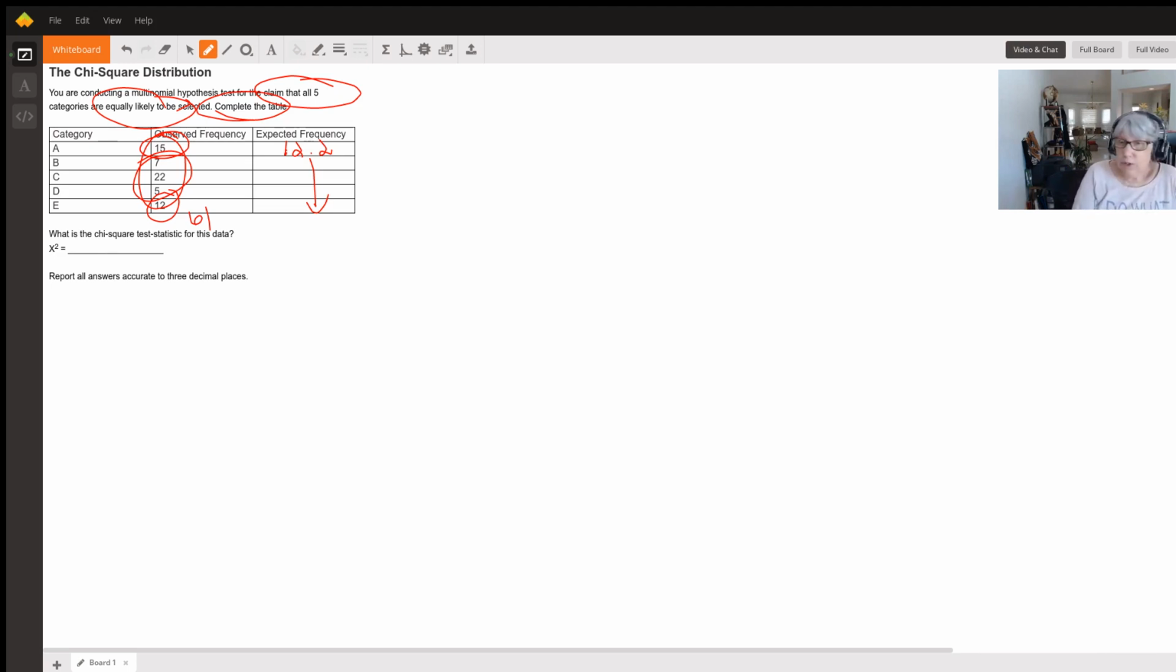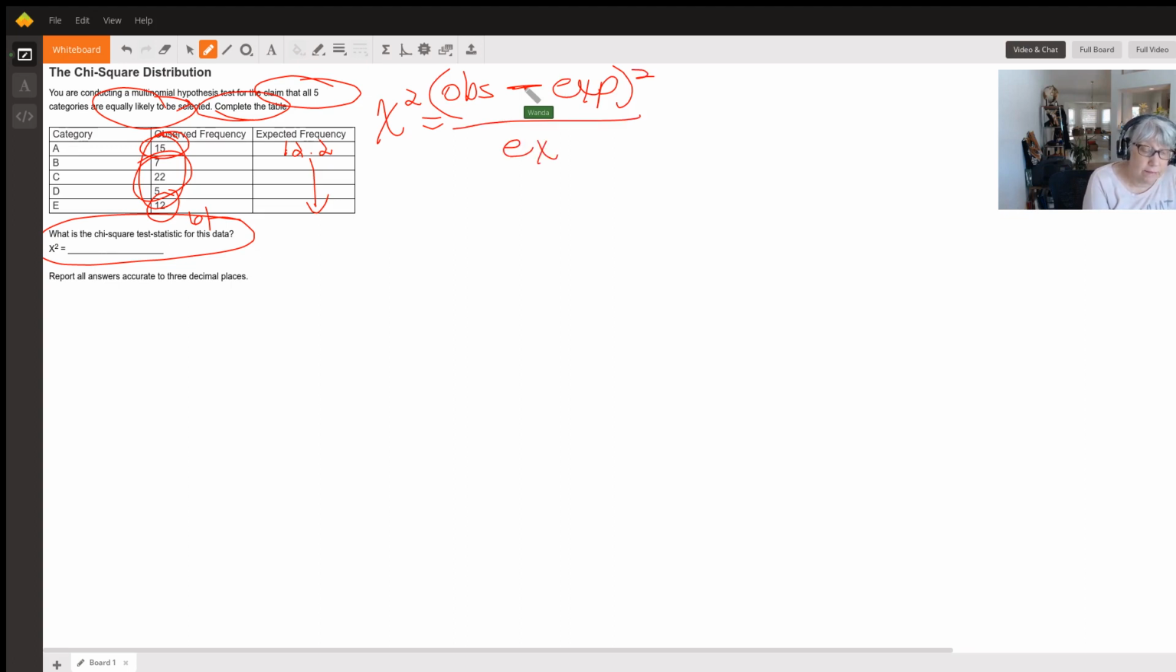So if our expected frequencies are 12.2, now we're asked to calculate the chi-square statistic. The chi-square statistic for each category is equal to the observed number of observations minus the expected number of observations, and we're going to square that difference and then divide by the expected. And we need to do that for each one of our categories, for all 5 of our categories.